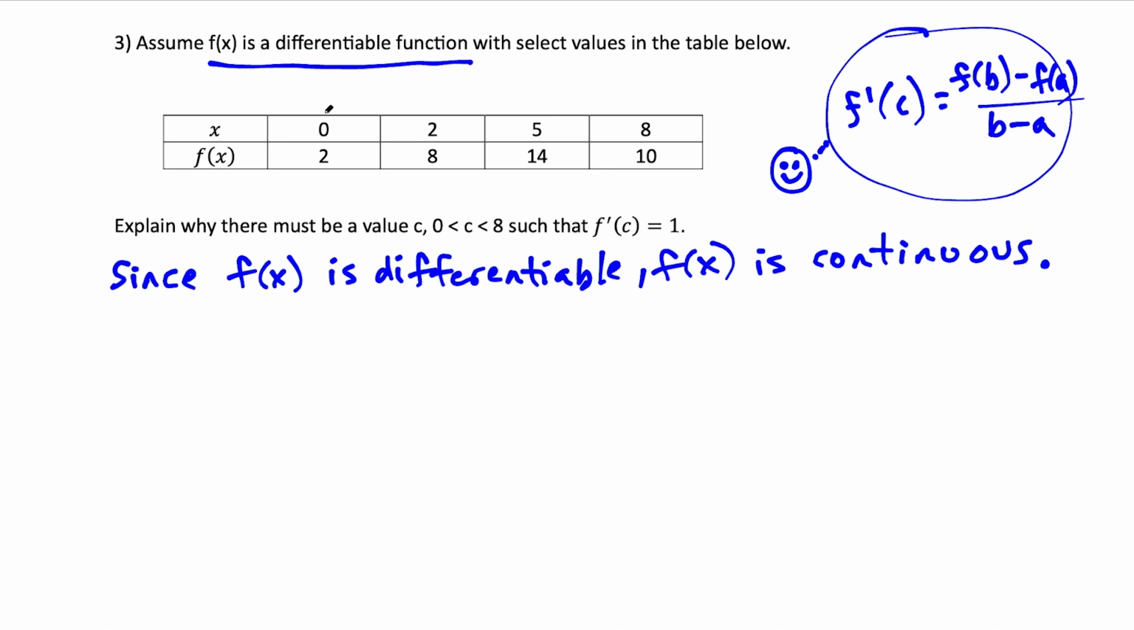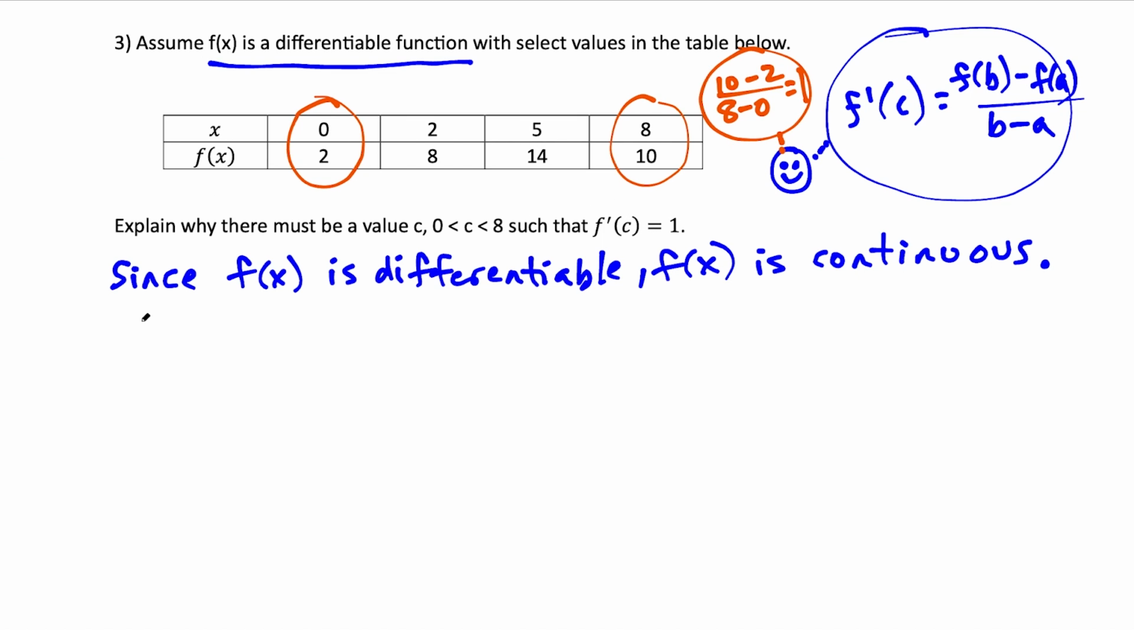So if you look at the table here, you could see the first and the last point. If you find the slope between those 2 points, so we'll think about that over here, the slope between those 2 points, if we do the difference of the y values or the difference of the f of x values, we have 10 minus 2 divided by the difference of the x values is 8 minus 0, and that gives us 8 divided by 8, which simplifies to 1, which matches the instantaneous rate of change that we want.